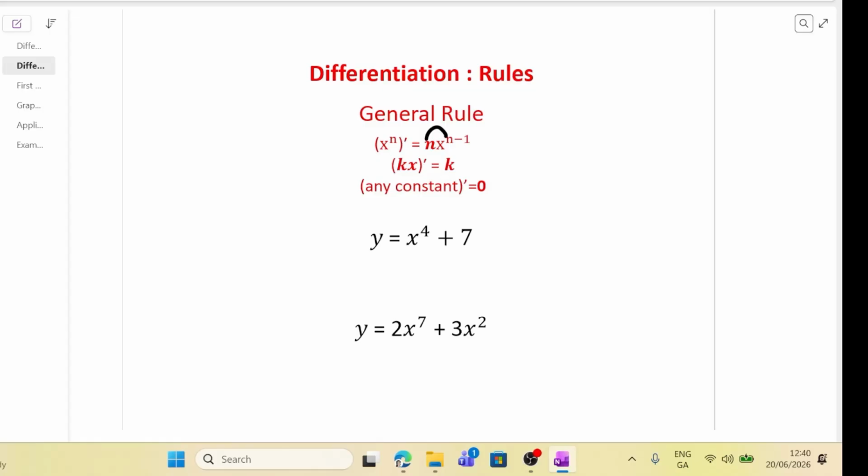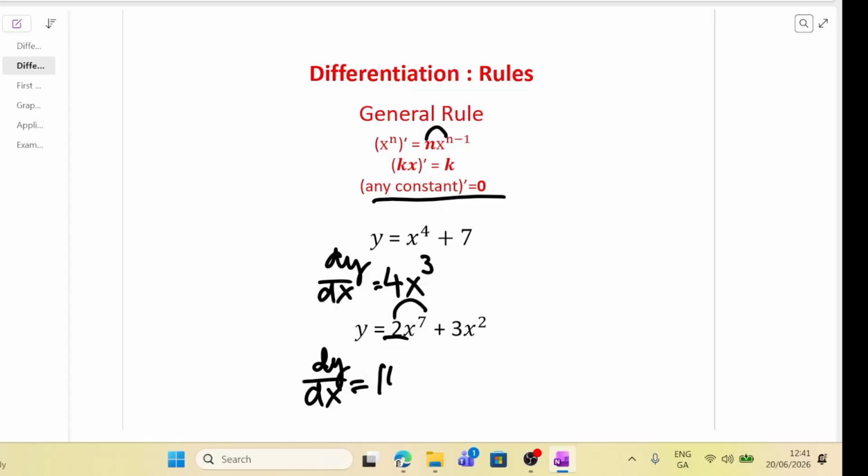Over here, if my function is y equals x to the power 4 plus 7, so dy over dx is just 4x, and then I'm reducing the power by 1, so it's 3, and then the derivative of any constant is just 0, so I don't write the derivative of 7. For the next one, the same thing, and if you have already something in front of your x, you're just multiplying the power by the coefficient, so that gives you 14x to the power of 6 plus 6x to the power of 1.